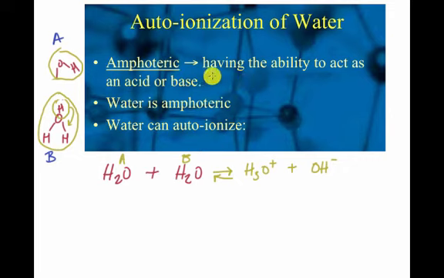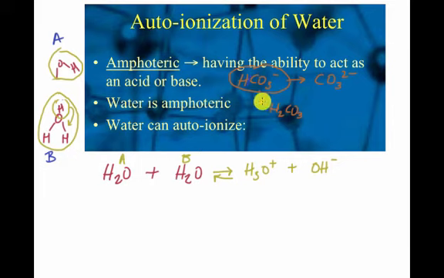Another example of an amphoteric substance would be something like HCO3 minus. It can lose a hydrogen ion and become CO3 2 minus, and then it would be acting as an acid. Or it could take a hydrogen ion and become H2CO3. So it has two options. This would be considered an amphoteric substance, because in this direction, when it loses the hydrogen ion, it's considered an acid. When it gains a hydrogen ion, it's considered a base.